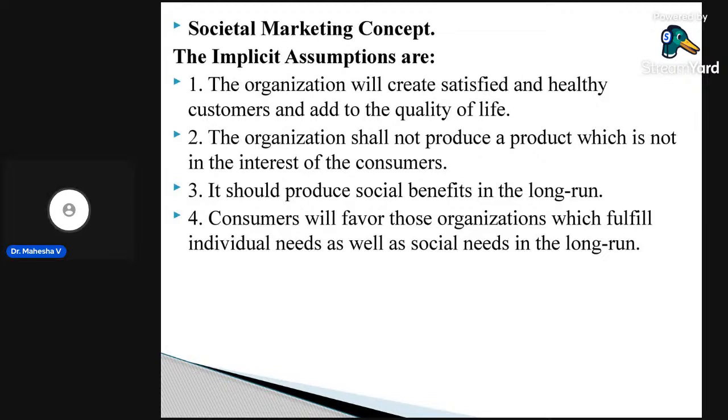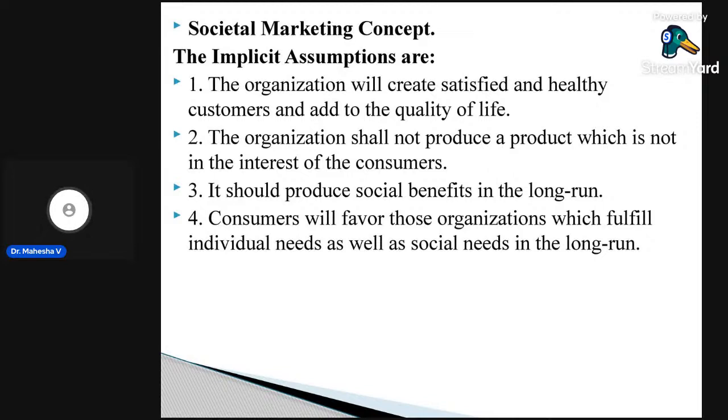Certain implicit assumptions are that the organization will create satisfied and healthy customers and add to the quality of life. Being an organization, we always need to create satisfied and healthy customers by adding to their quality of life, by adding certain value-based services to your product and the customers. Thereby, your customers will be very satisfied and healthy.